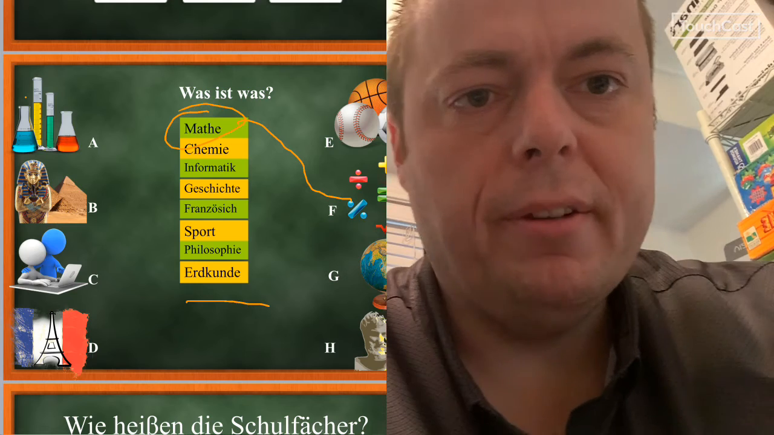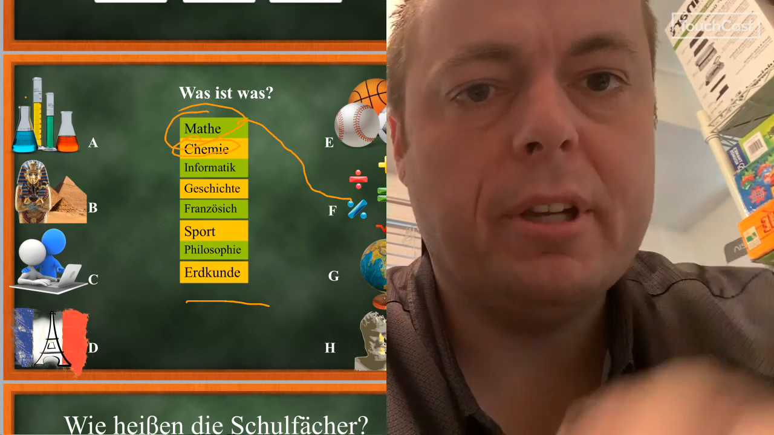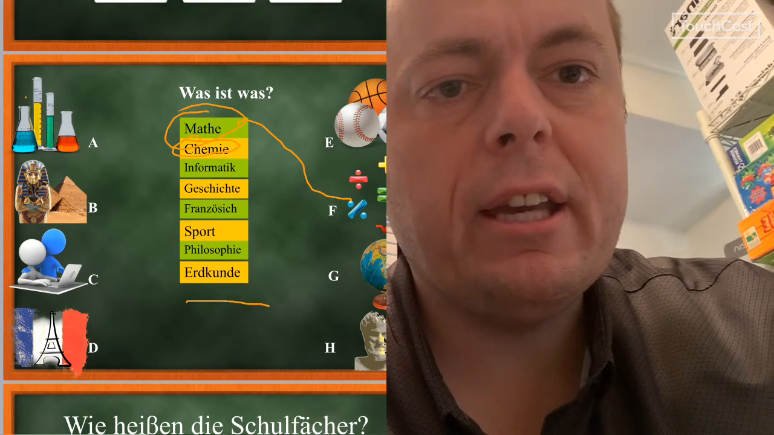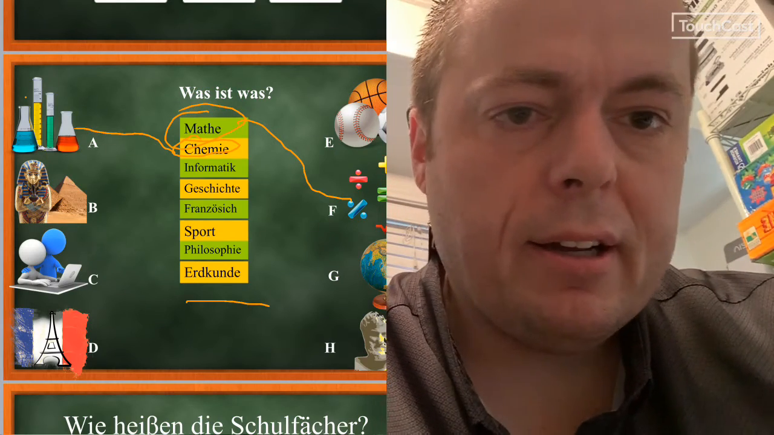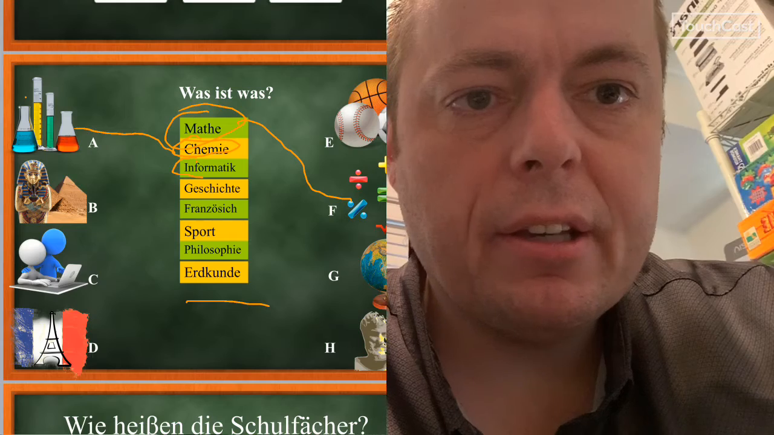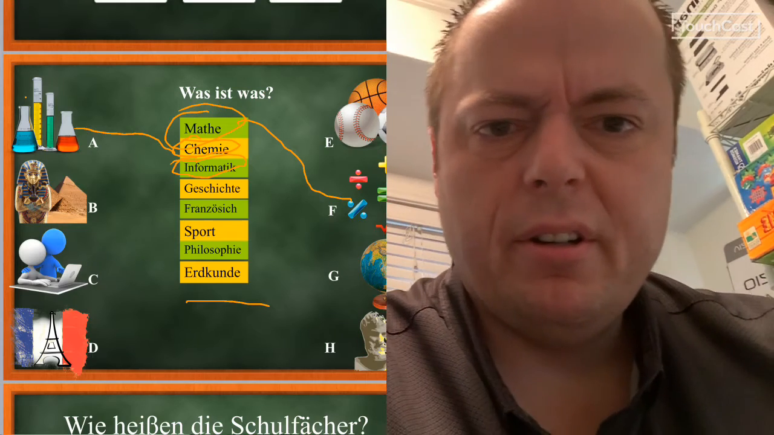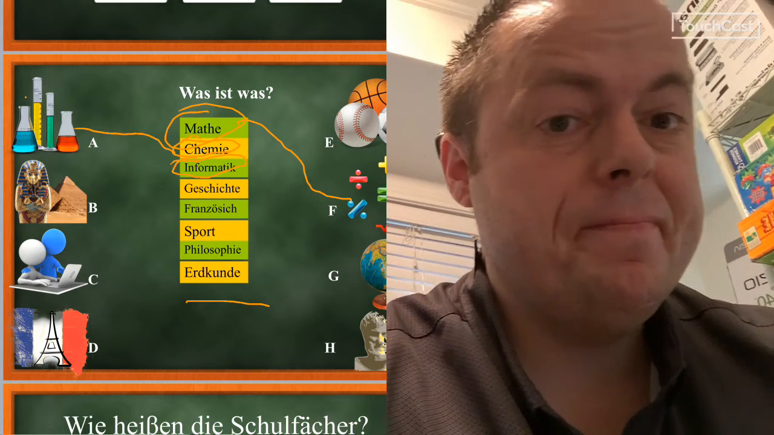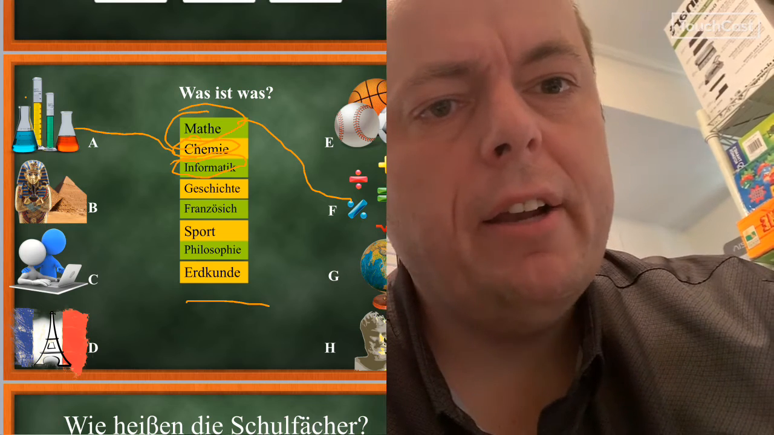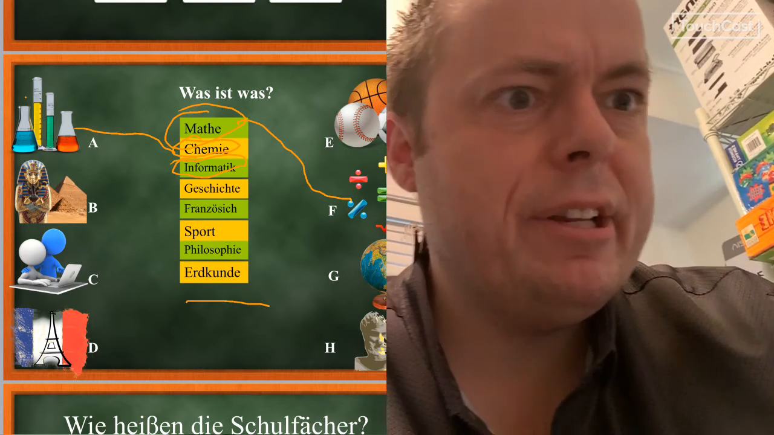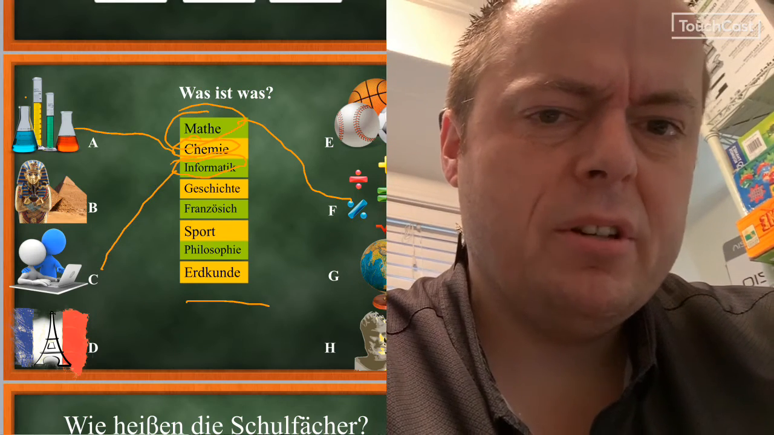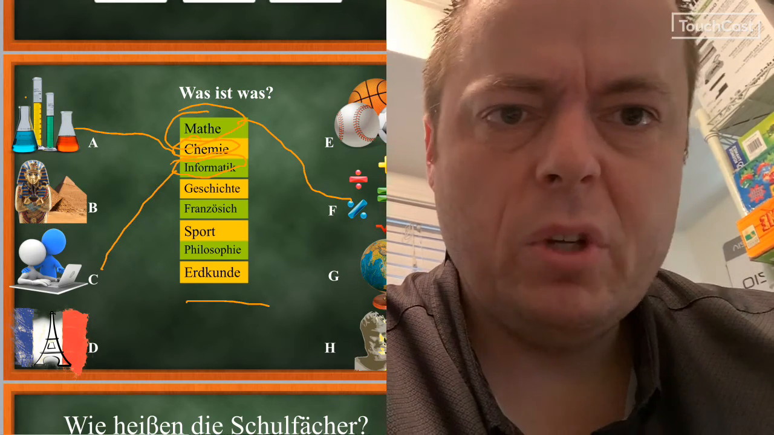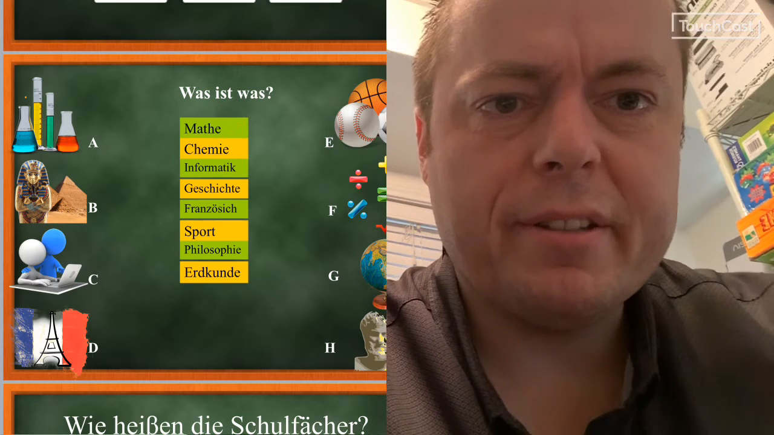Okay, Chemie. What is Chemie? It looks like chemical or chemistry. Chemie. Informatik. Oh, that one's a tricky one. Do we have Informatik? We do. It kind of looks like information, but in a technical way. Informatik. Yeah, it is that. Let me erase some of these lines. It gets a little bit crazy.